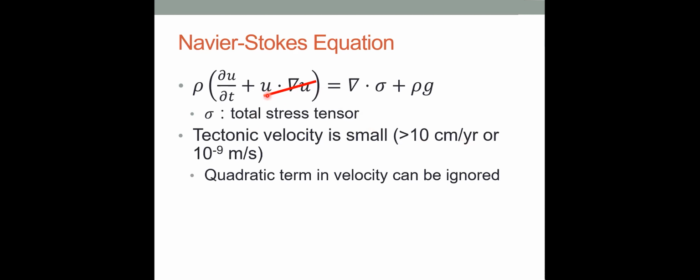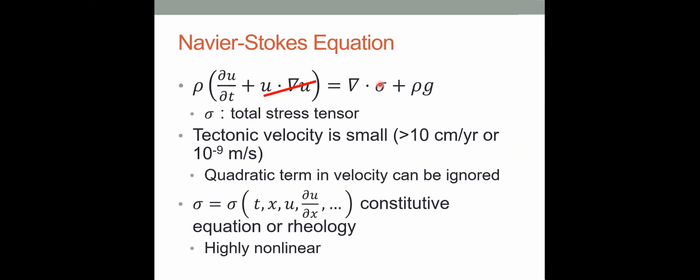So because the velocity is small, the quadratic term in velocity can be ignored. So we can ignore this nonlinear velocity term. Then the problem is the divergence of sigma, this term, how we relate sigma with respect to the other variables like time, displacement, velocity, and the velocity gradient. And this is called a constitutive equation, or called the rheology of the rock. And this equation is highly nonlinear. So this equation is nonlinear, even though we get rid of this nonlinear term.